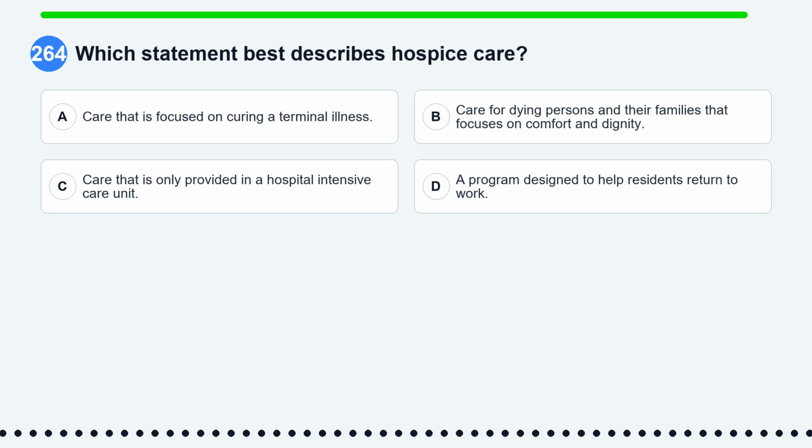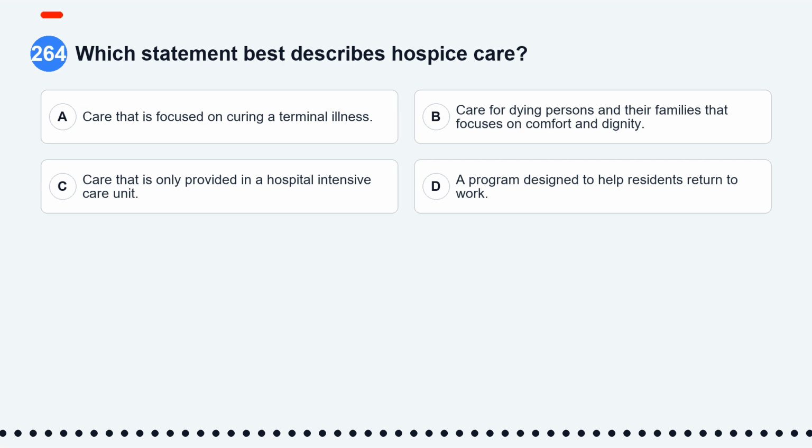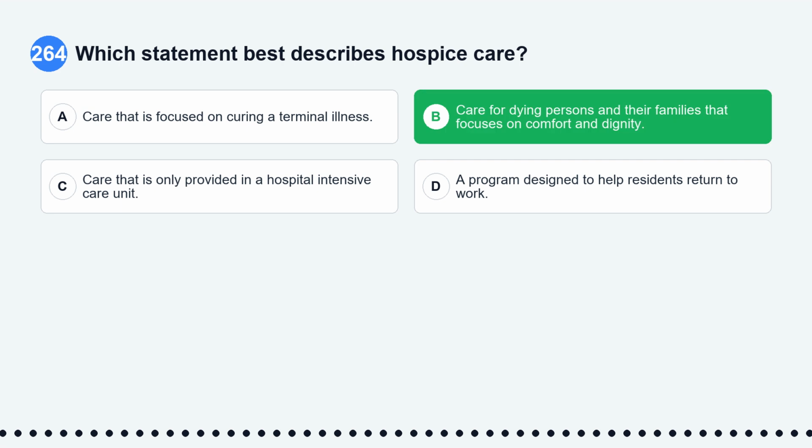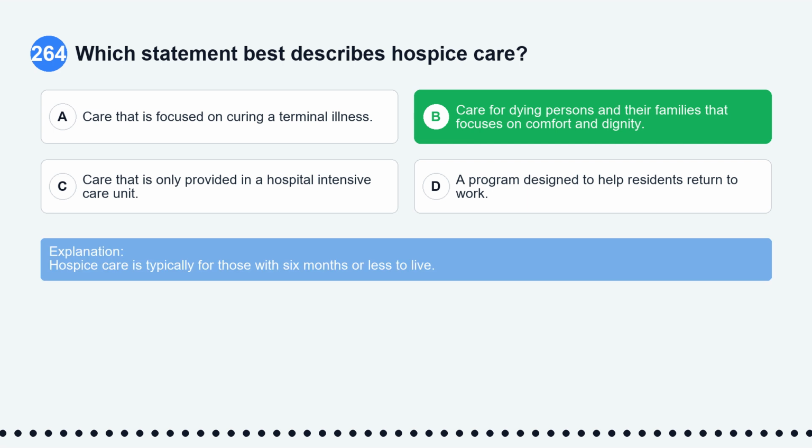Question 264. Which statement best describes hospice care? Option A, care that is focused on curing a terminal illness. Option B, care for dying persons and their families that focuses on comfort and dignity. Option C, care that is only provided in a hospital intensive care unit. Option D, a program designed to help residents return to work. The correct answer is option B, care for dying persons and their families that focuses on comfort and dignity. Hospice care is typically for those with 6 months or less to live.